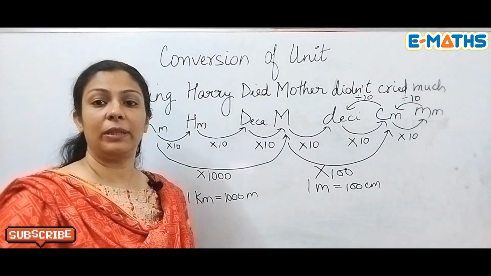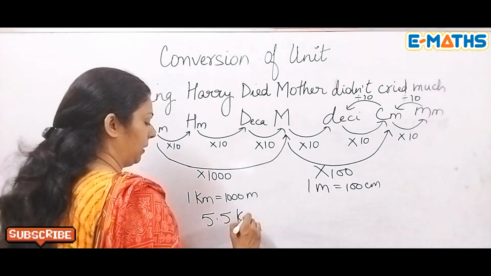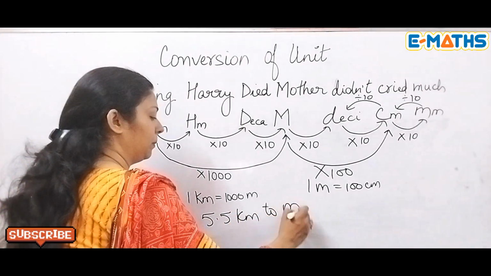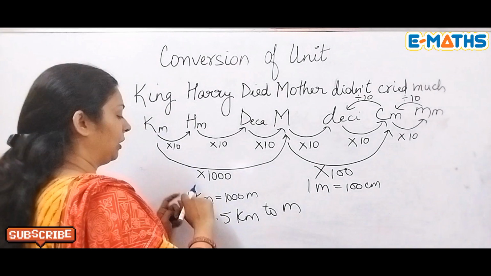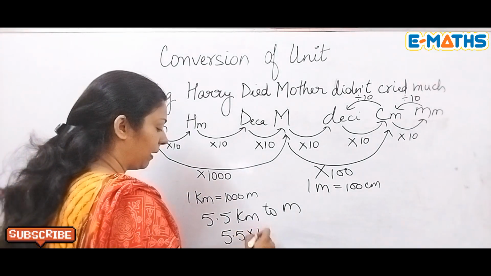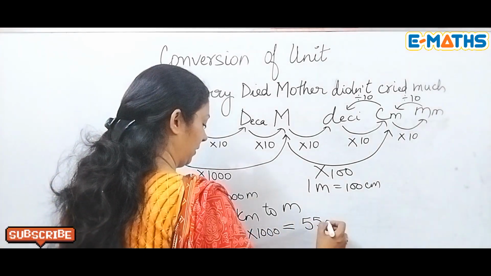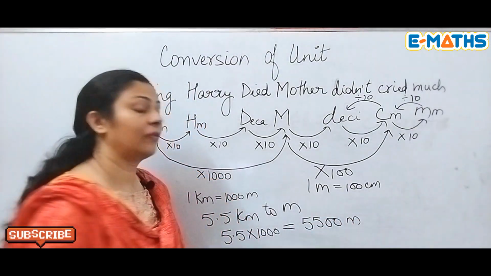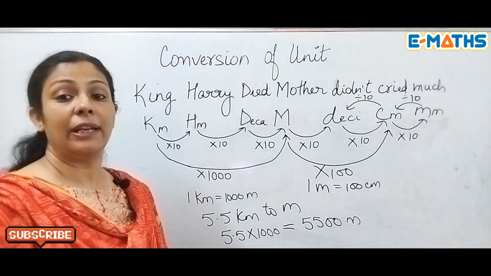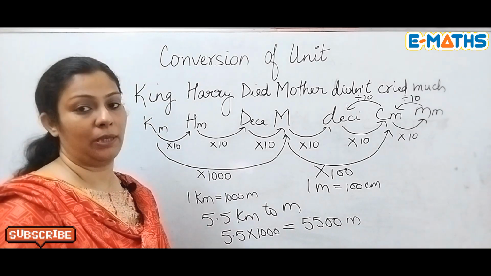For example, you have been asked to convert 5.5 kilometers to meters. As we all know, 1 kilometer has 1000 meters. So we'll simply multiply 5.5 by 1000 to get your answer. So that will be 5500 meters.